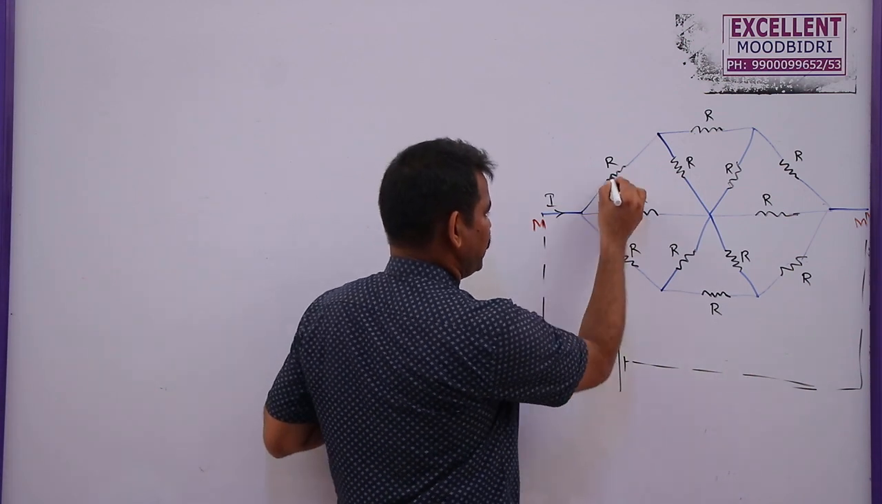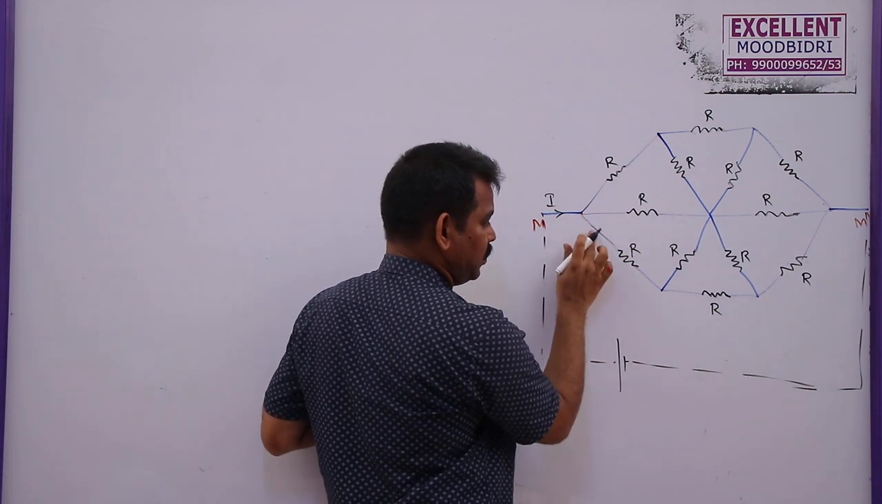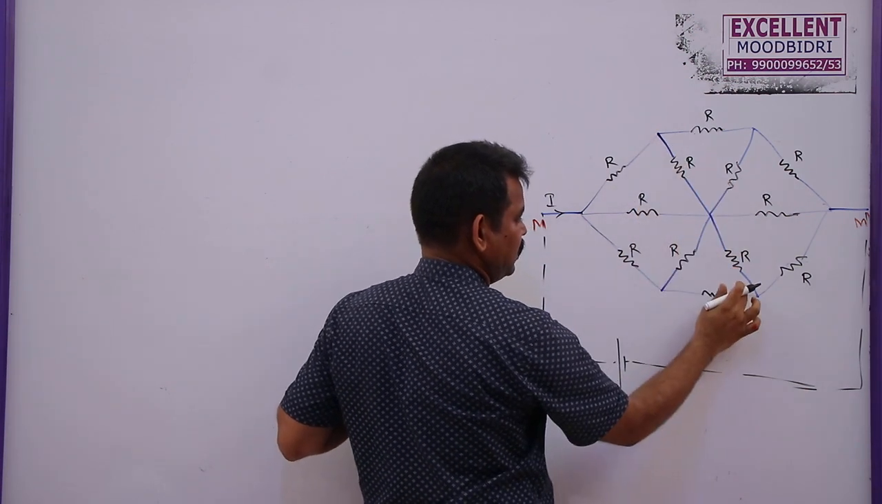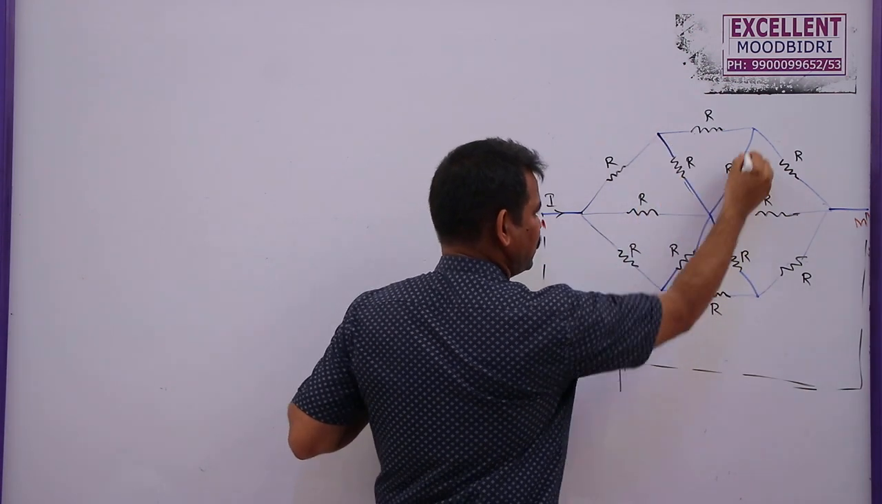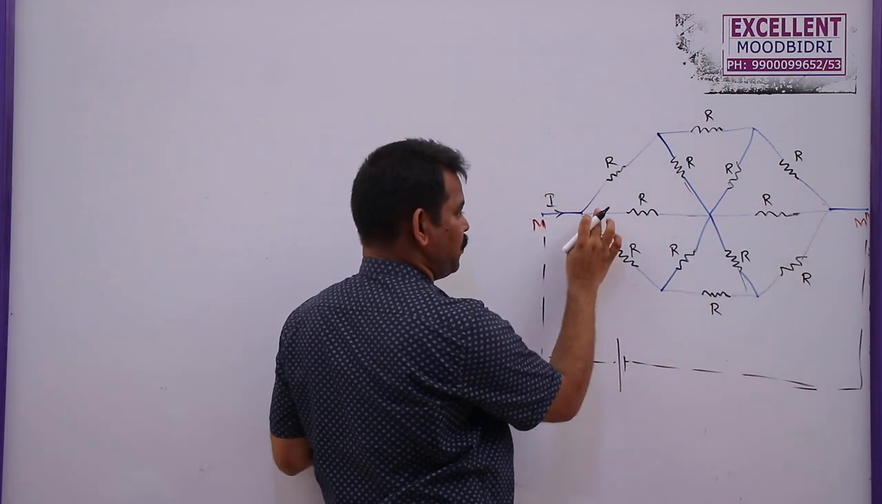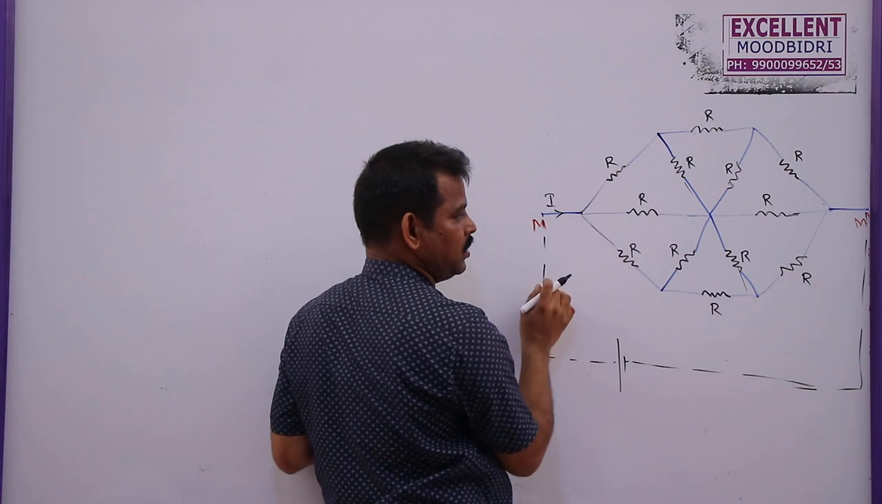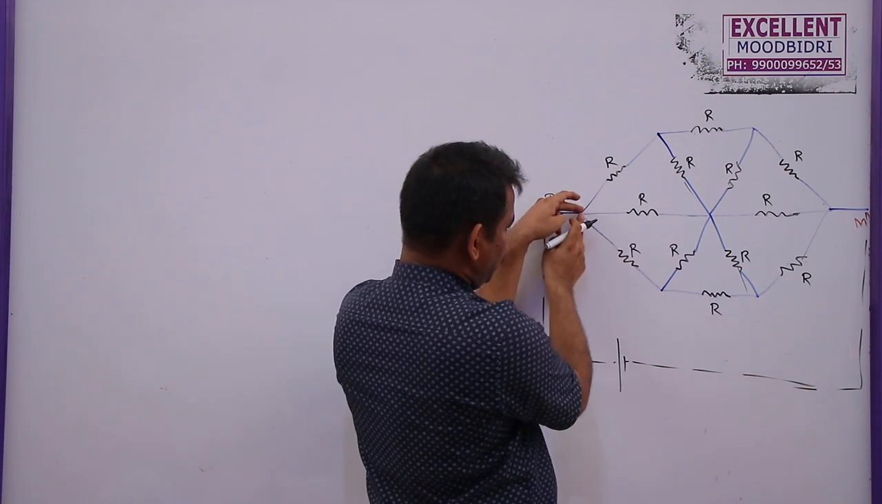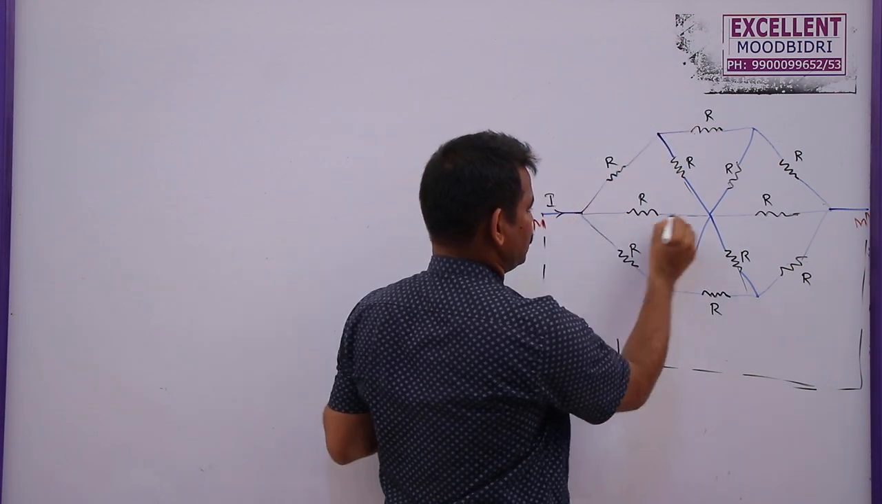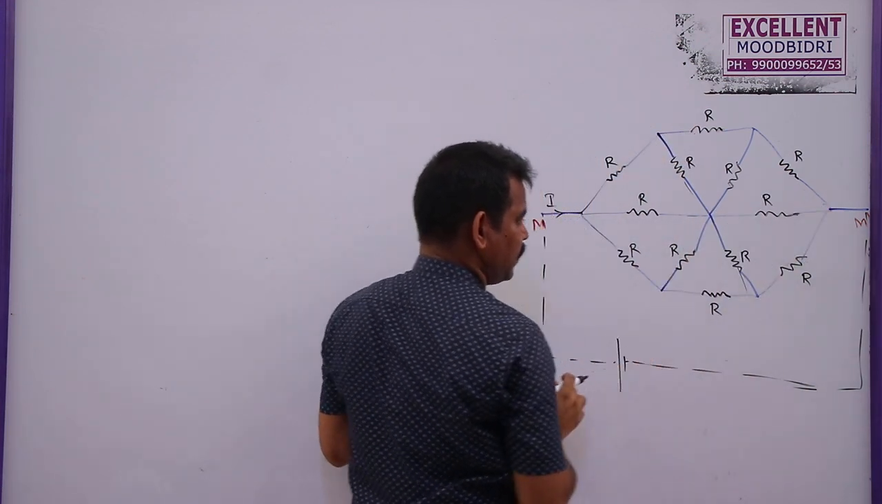Here, as it has 3 different paths and all these 3 are similar here. Afterwards, this and this paths are similar. So this path and this path are similar and this path is different. That means the amount of current will not be divided equally here. Why? Because after dividing here, this will go and here once again it will divide, but this current will not divide here, it will go like this.